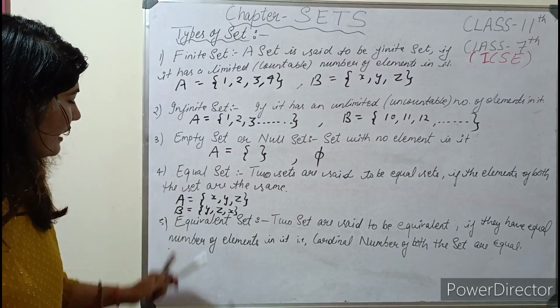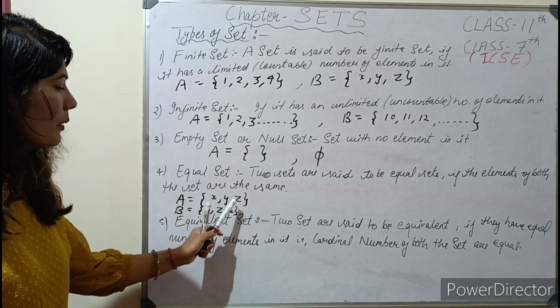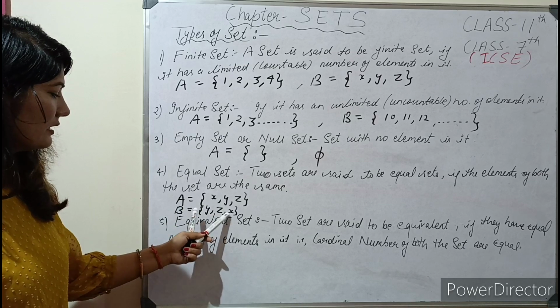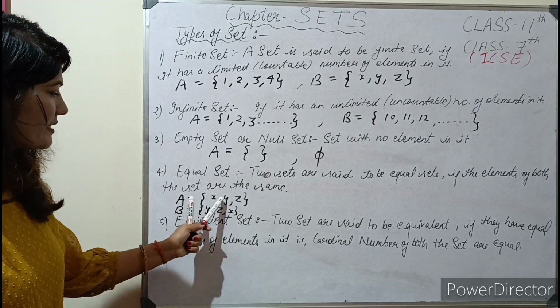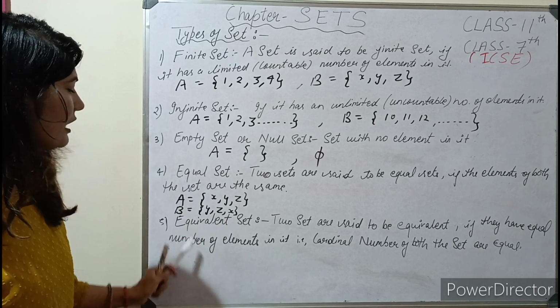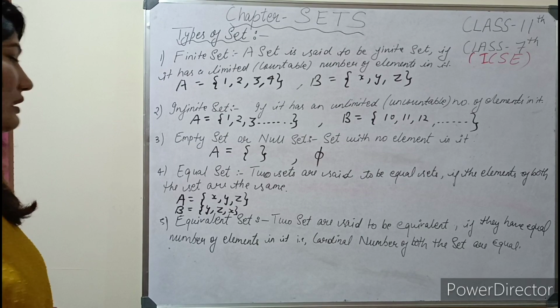Clear? So set A is X, Y, Z and set B is Y, Z, X. But the elements, if you will see, are similar. X is there, X is in set B also. Same, Y and Z are in set A. In the similar way, Y and Z are in set B. So hence we can say that A and B are the equal sets.